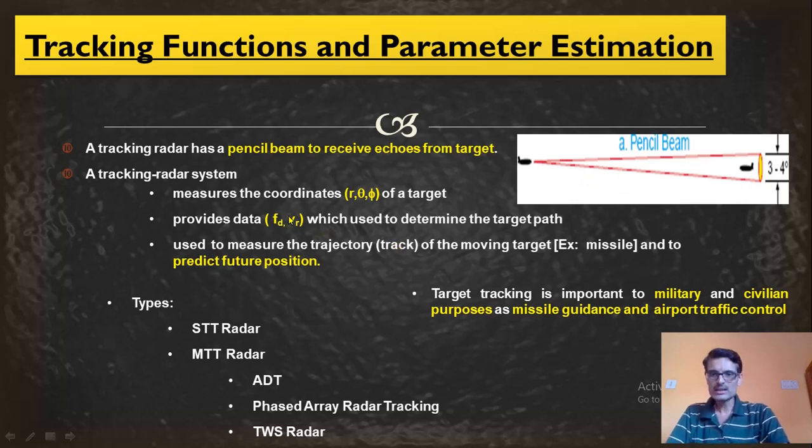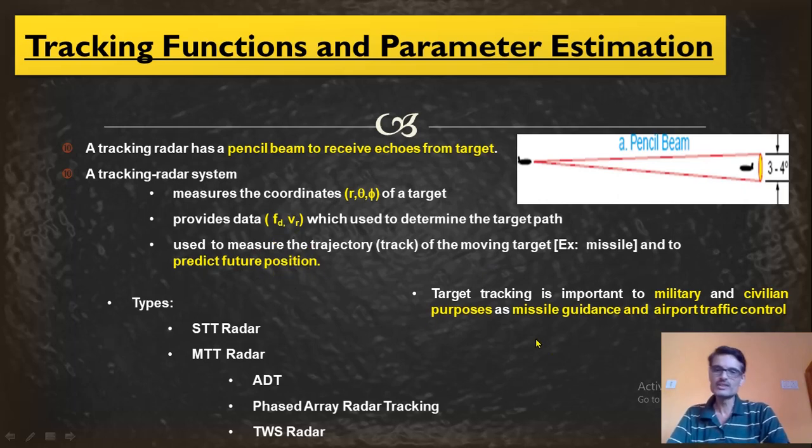Now, as I told earlier, we can measure the coordinates such as r, that is range, theta and phi, the two coordinates azimuth angle and elevation angle, or we can provide data such as the Doppler frequencies. Radial velocities we can find out, and in terms of that we can track the targets. By using all these parameters, we can measure the future position of the target.